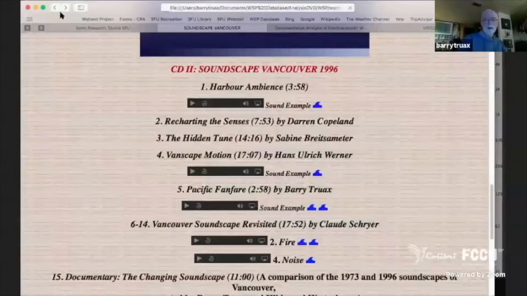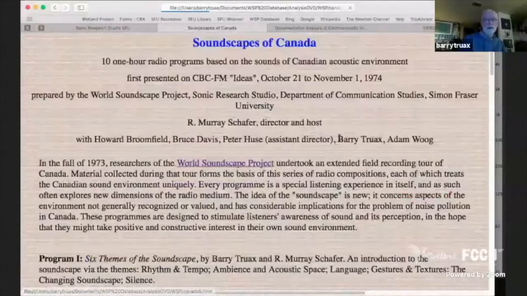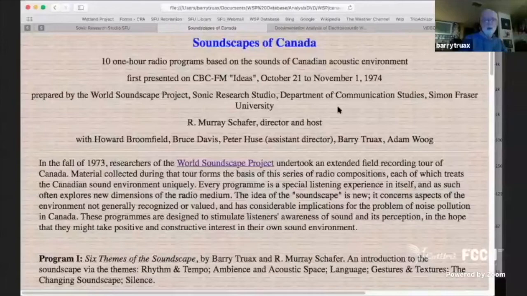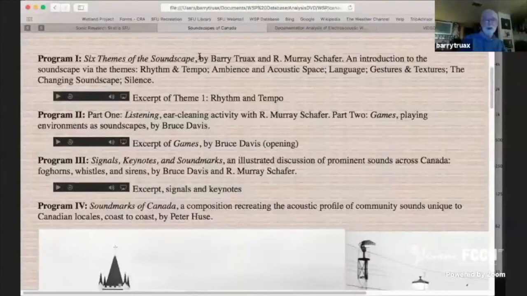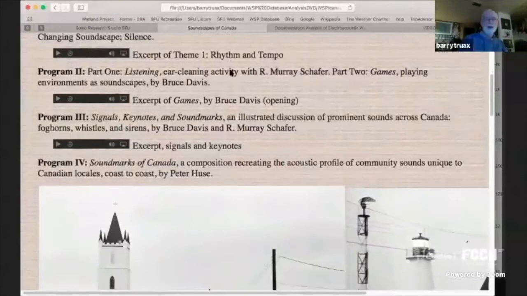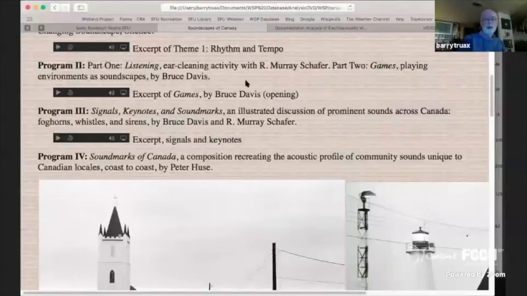Then I also want to mention the Soundscapes of Canada, a radio series that also, without necessarily intending to, developed the compositional aspect of this into 10 one-hour radio programs. So there is a whole continuum of this, more documentary, although rather poetic actually, with six themes of the soundscape, little mini lectures, an ear cleaning talk by Schafer, and then compositions. Bruce Davis did two of them, games and work, based on processing the sounds from all of the field recordings that he had done.